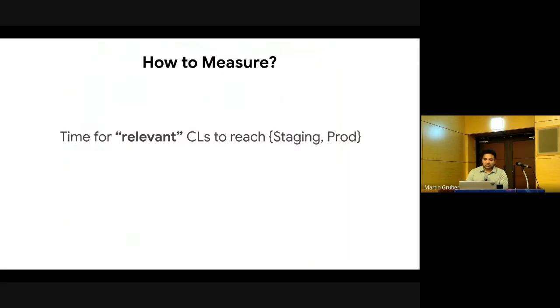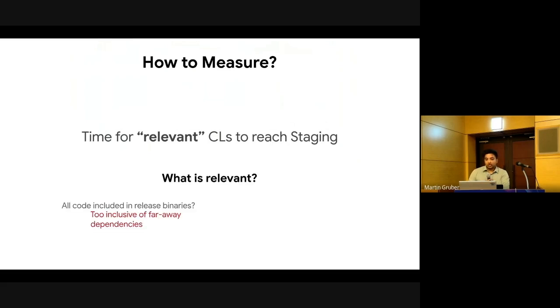But the first step that you have to take is do some sort of deterministic measurement. And the most reasonable thing to use is time for relevant CLs to reach your release environments. And so how do you measure relevance? Well, you could say, hey, any code change that is part of my release binary is a relevant change. But there are a lot of transitive dependencies. This can be very inclusive, and usually the release owner doesn't care about many of these dependency changes.